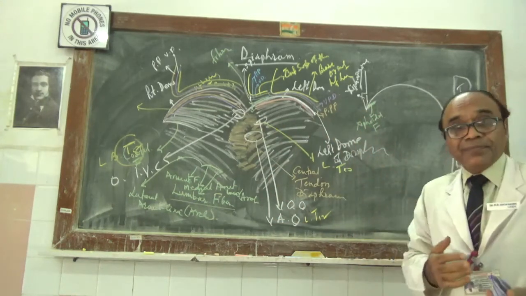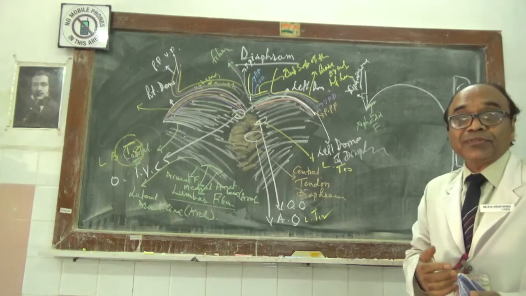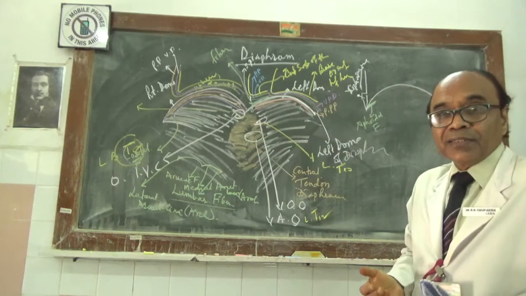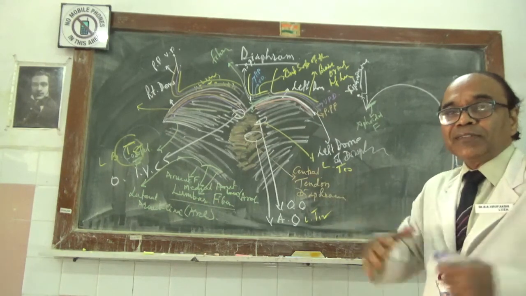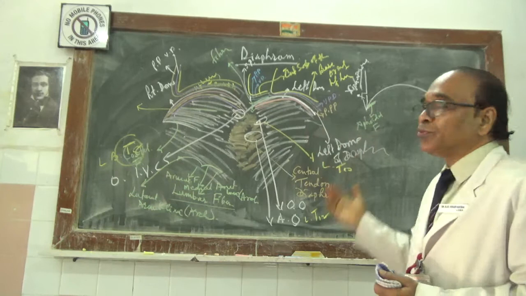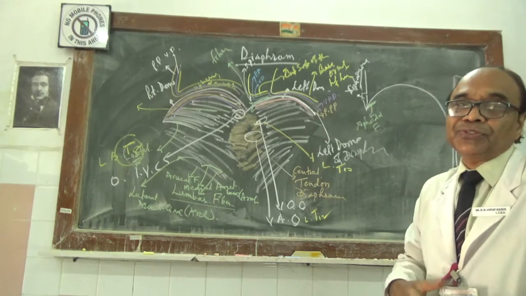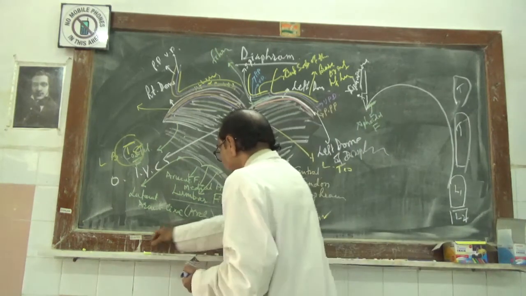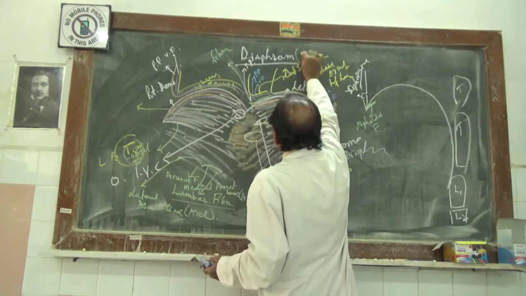Now what is the action of the diaphragm? It contracts and relaxes at the various phases of respiration. That's the main thing. Another name for the diaphragm is the phrenic.